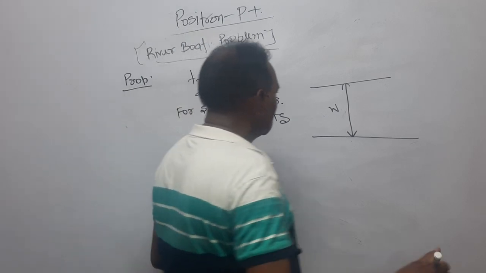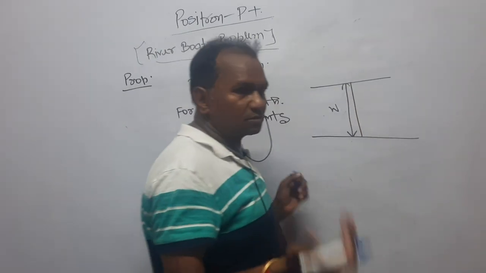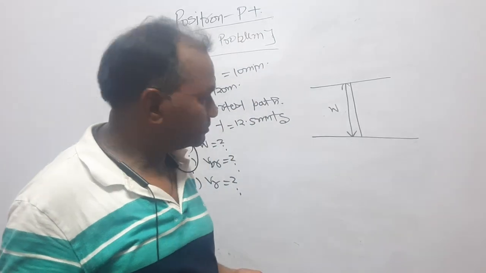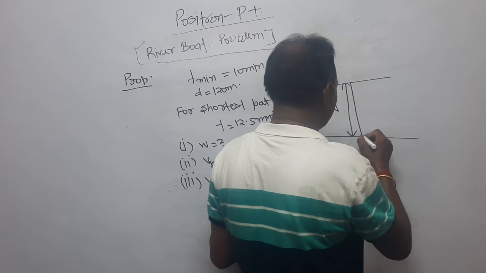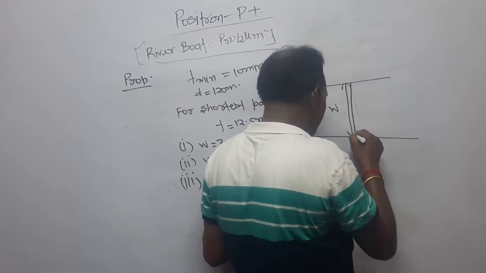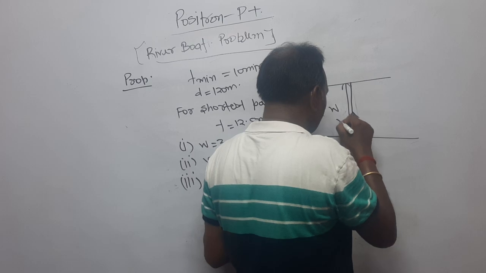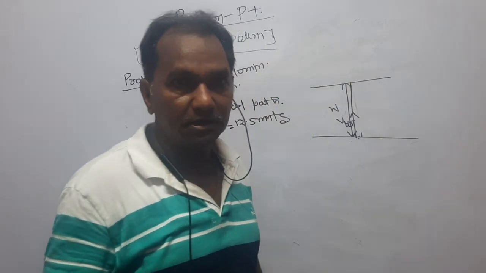If the man or boat wants to cross the river in minimum time, then for the minimum time the boat is traveling with respect to river perpendicularly, right?